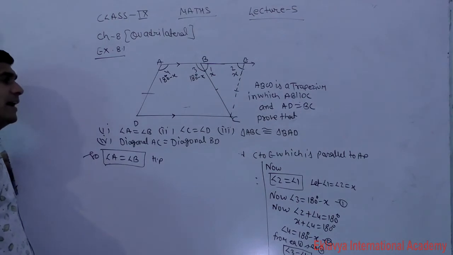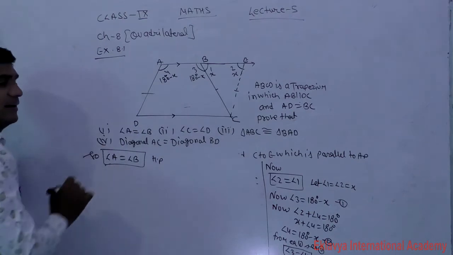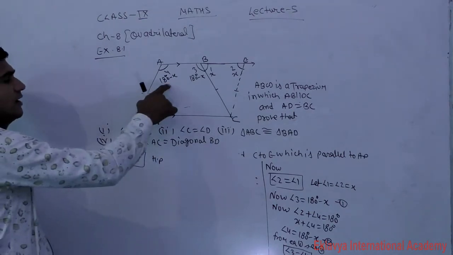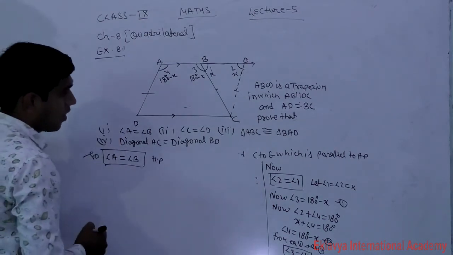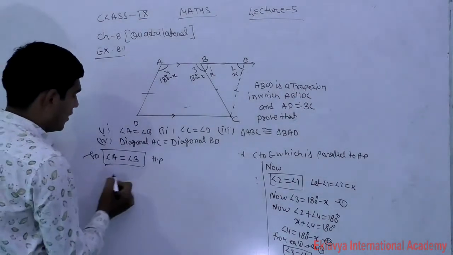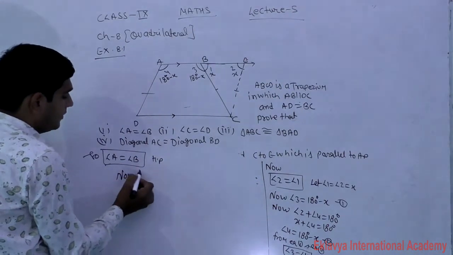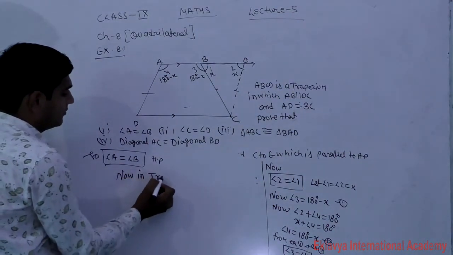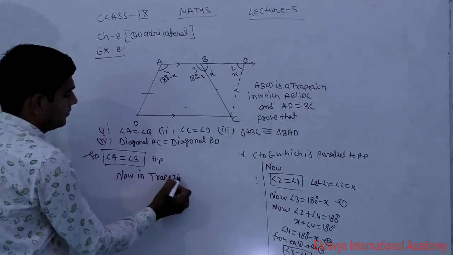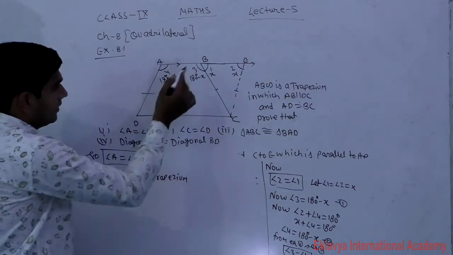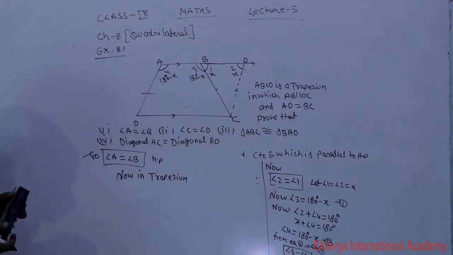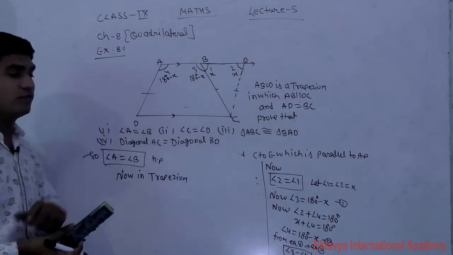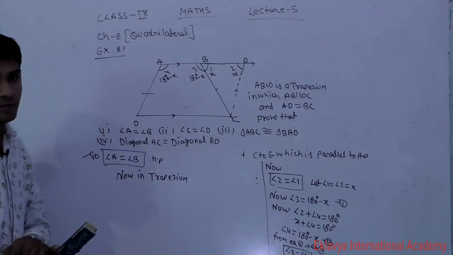How will we prove that angle C is equal to angle D? The sum of two angles is 180 degrees. So if that value is 180 minus x, what is the value of x? X. Any problem? No. Now in the trapezium, angle A plus B plus C plus D is 360 or not? But A is equal to B, so C and D both are equal or not? Equal होंगे. How?